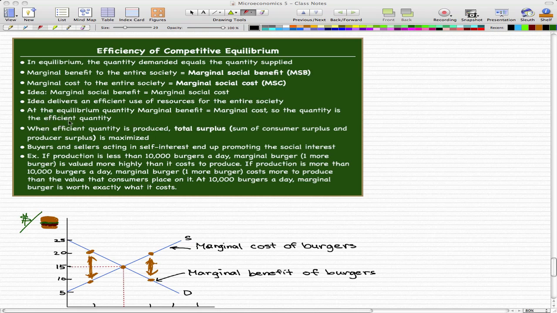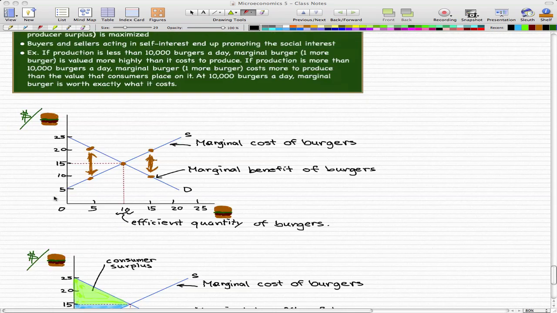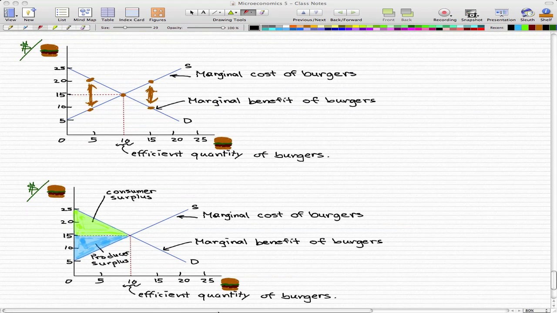And when the efficient quantity is produced, the total surplus, which is the sum of the consumer surplus and producer surplus, is maximized. So let's take a look at this. We already know that at this point, this is the efficient quantity of burgers. That is, when the two curves intersect, we have the efficient quantity of burgers. In this case, the efficient quantity of burgers is 10.